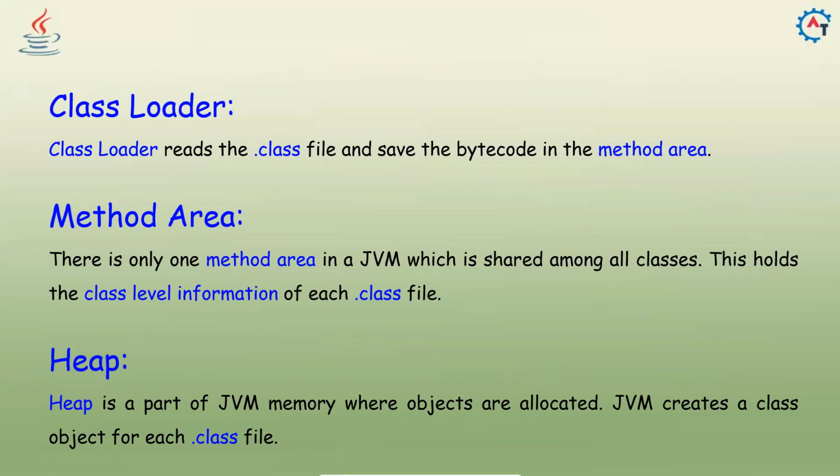We already discussed Java is an object oriented programming language. So we need to create objects. Those objects are allocated in the heap memory. So JVM creates a class object for each class file, which means it will create an object for each and every class.